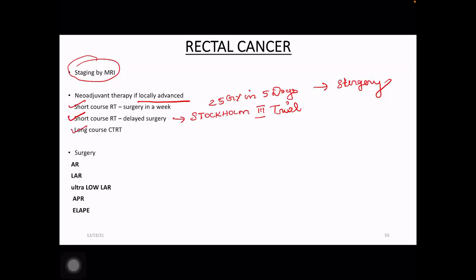The other option is the usual long course chemo RT. In long course chemo RT, you give 50.4 gray in divided fractions of 1.8 gray.